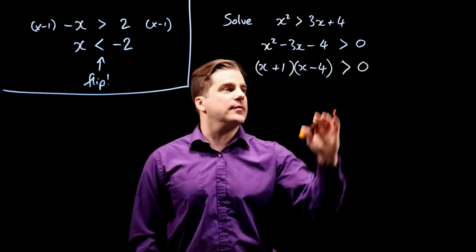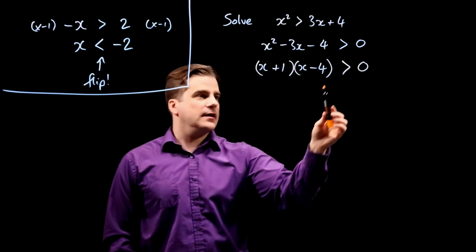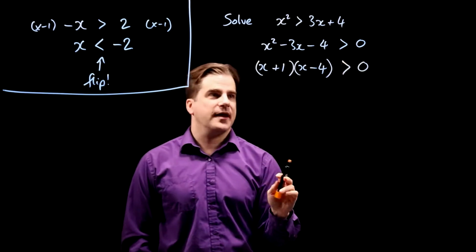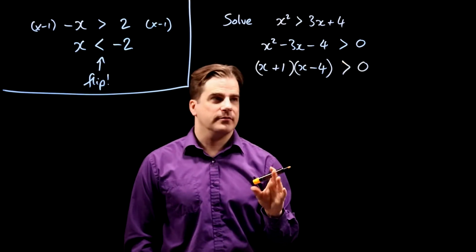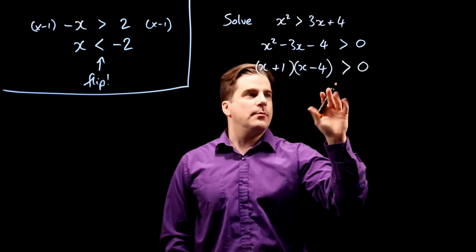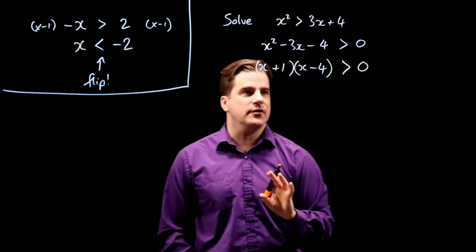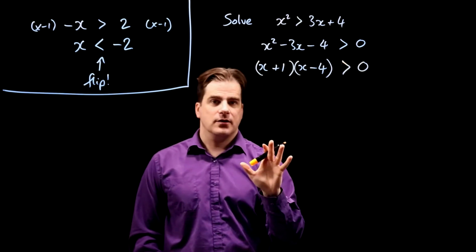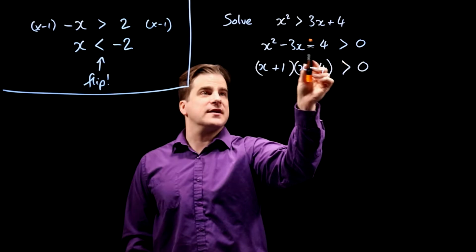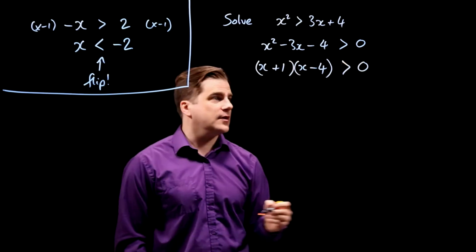So where do we go from here? Well, if that were an equal sign, it would just be a case of saying, okay, x is minus 1 and x is 4, they're the solutions. But it's an inequality, so we've got a little bit more work to do. The first thing you need to do is do a quick sketch of the quadratic.